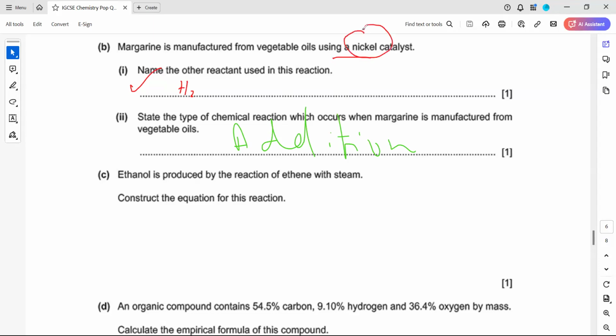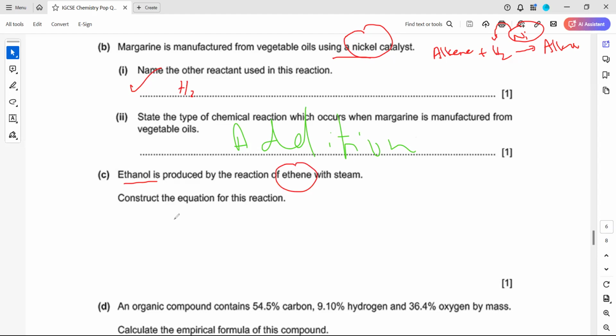The nickel which is used as a catalyst, how we identify hydrogen, because alkene plus hydrogen gives alkane. And for this, nickel is used. So from the catalyst, we can identify the other reagent should be hydrogen. The next one, you can also mention addition, or you can also say hydrogenation. That's also true.